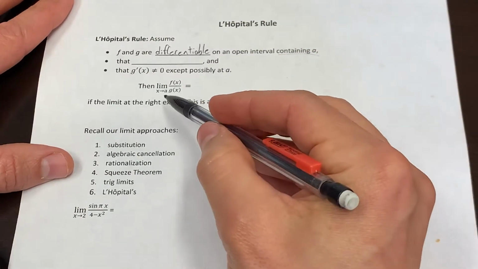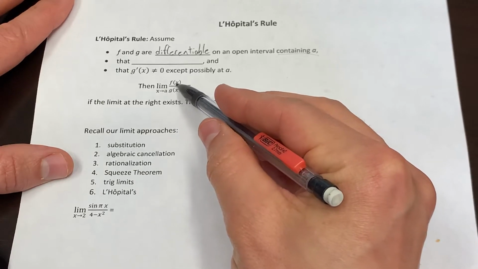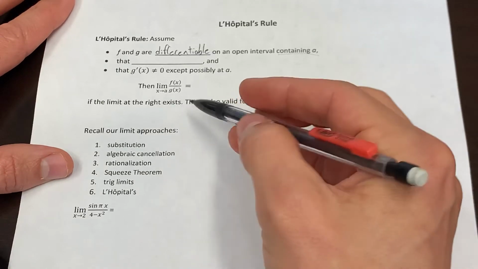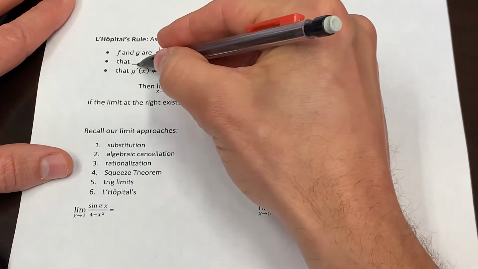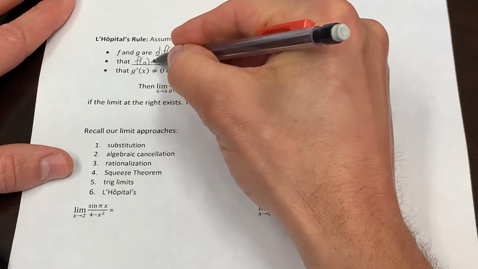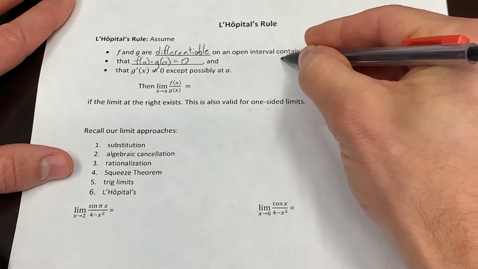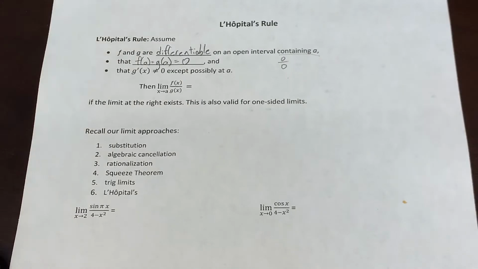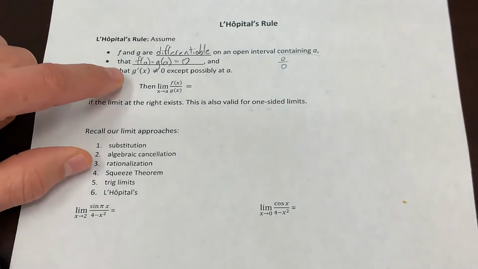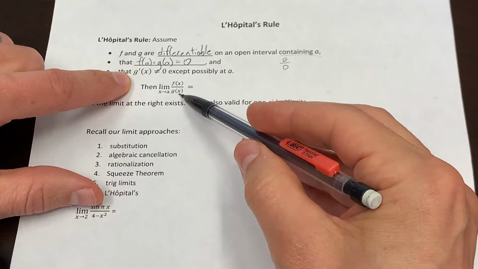The whole punchline is about what happens as x gets really close to a of the fraction f of x over g of x. We also have to assume that the numerator and the denominator at a are 0. f of a equals g of a equals 0. Remember, that's called the indeterminate form 0 over 0. Finally, we need to assume that g prime of x, the derivative of the denominator, is not equal to 0, except possibly at a.